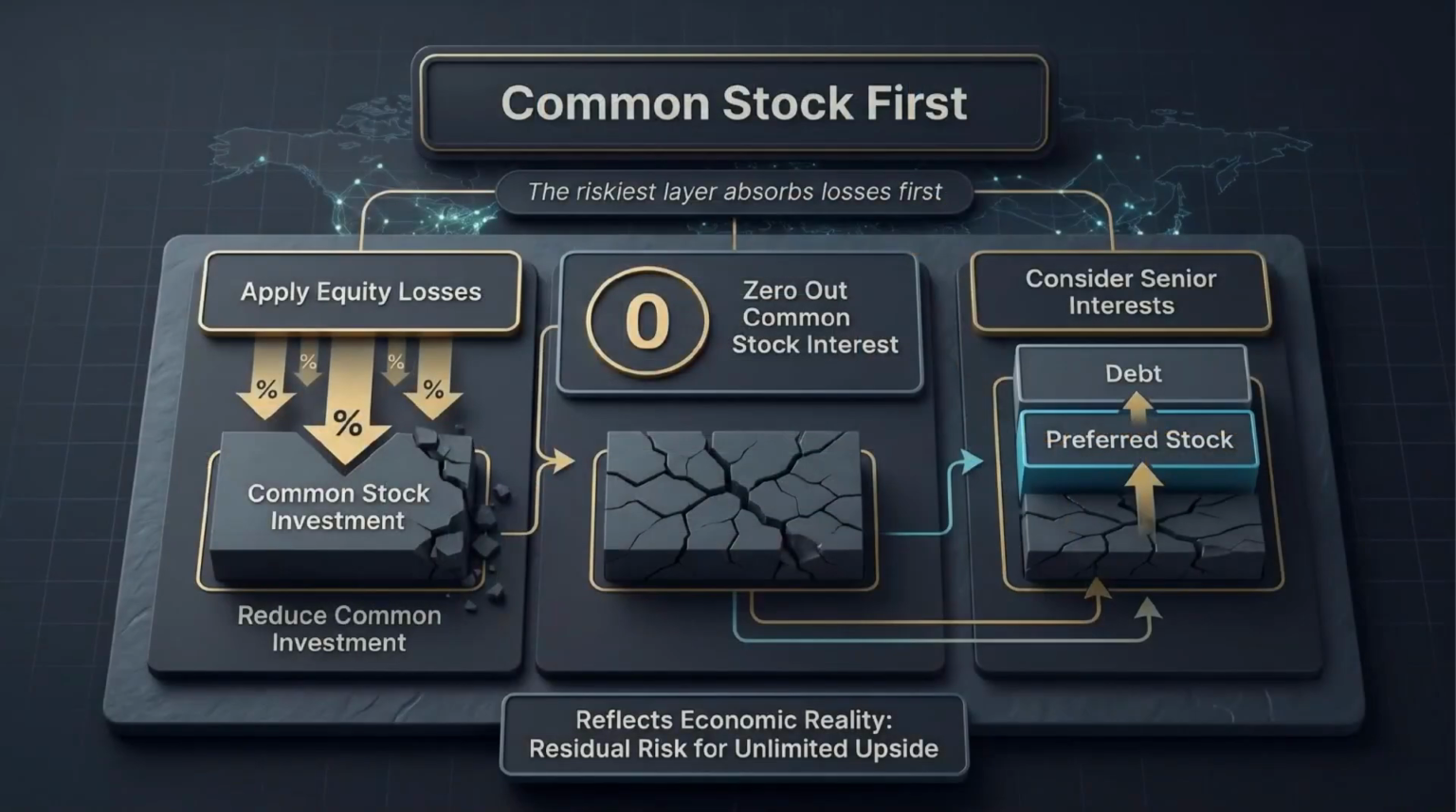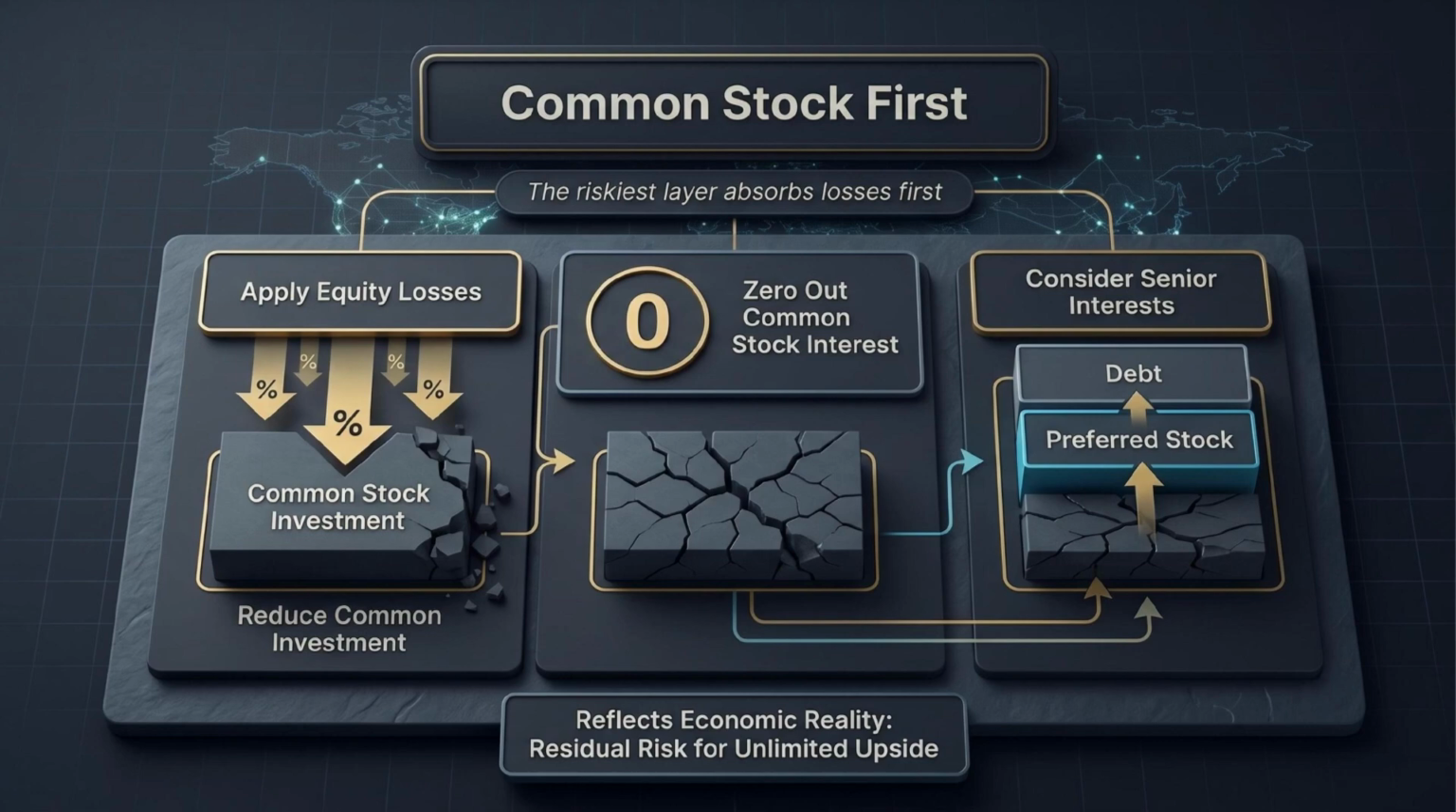Common stock absorbs losses first because common shareholders bear residual risk. They accept the weakest claim in exchange for potential upside. Under the equity method loss model, that risk position is reflected by reducing the common stock investment carrying amount before touching more senior interests. Only when common stock reaches zero do we consider preferred stock, debt, or other investments.